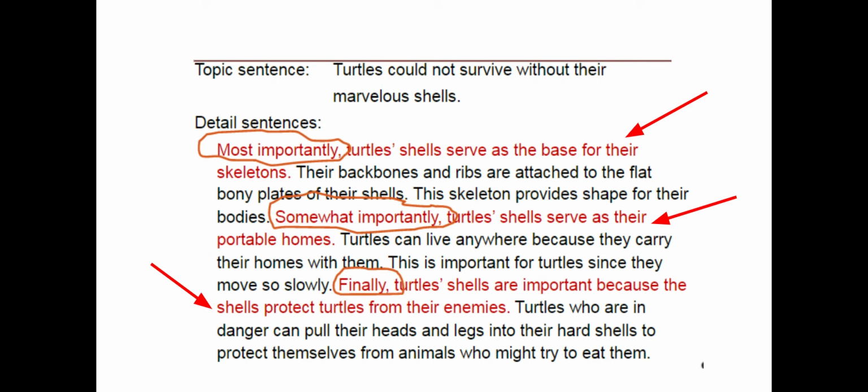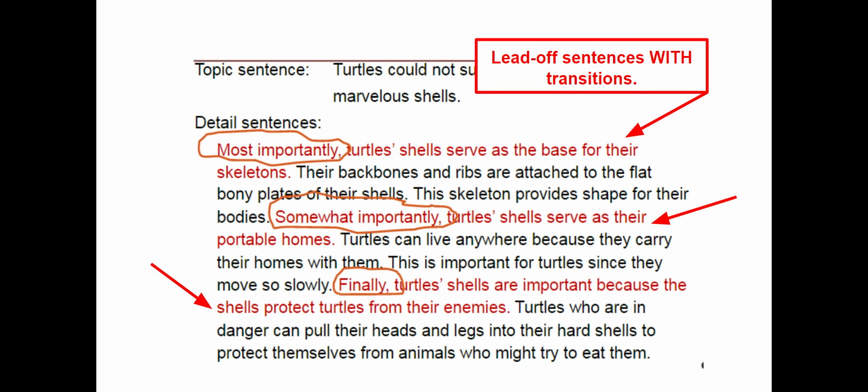The red sentences are pointing to things called lead-off sentences with transitions. So, most importantly, turtle shells serve as the base for their skeletons. Somewhat importantly, turtle shells serve as their portable homes. Finally, turtle shells are important because the shells protect turtles from their enemies. Now, in elementary school, maybe 6th and 7th grade, this would serve as a perfect paragraph. The kid has the topic sentence, and there are 3 supporting details.